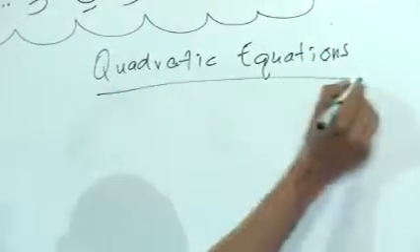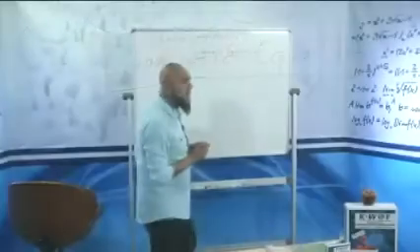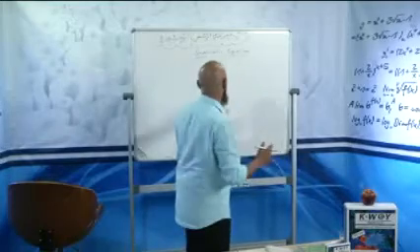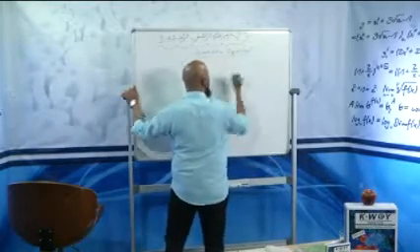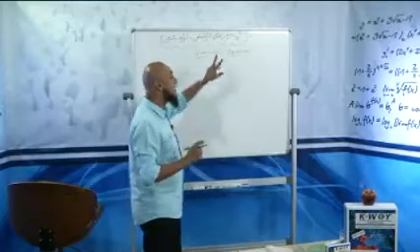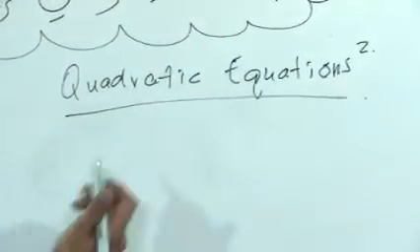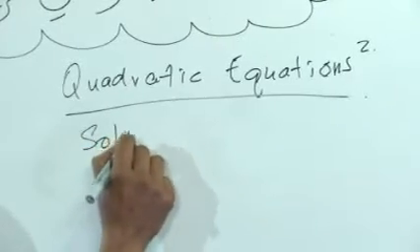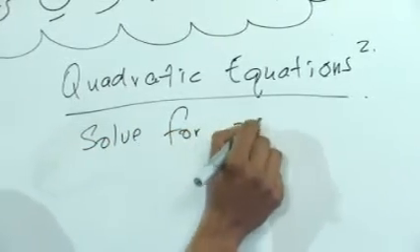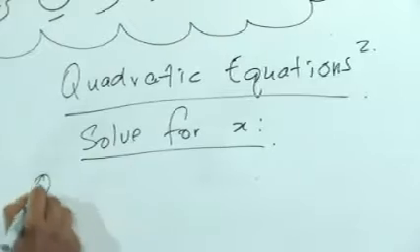Equations, there we go. Quadratic equations means that you must get two solutions. The word quadratic, I'm going to put a square sign. So whenever you see a square sign in the question, you know you need to get two solutions. So let's have a look at how the question will be posed. Solve for x. So question in the exam.